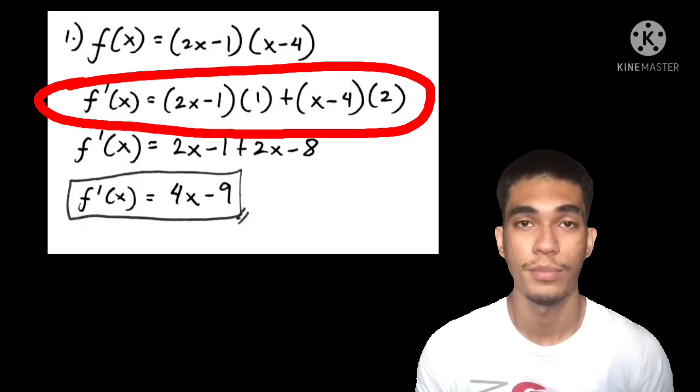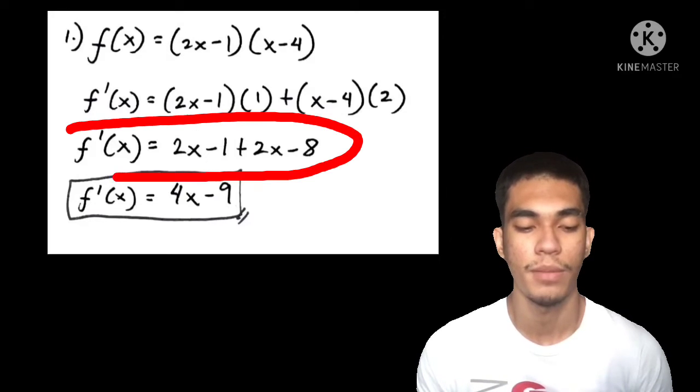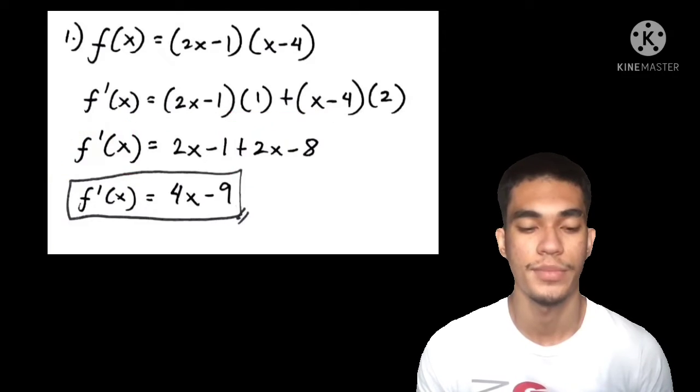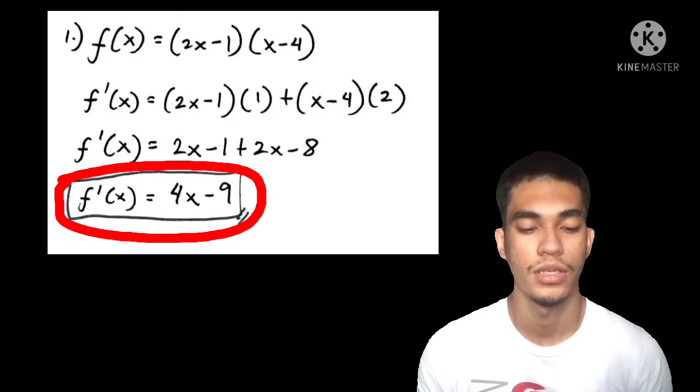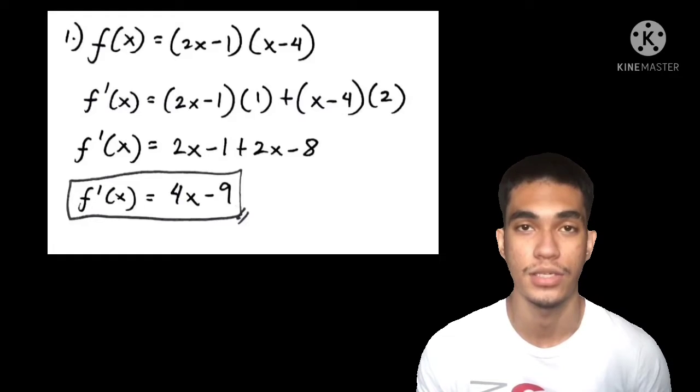So we have f prime of x is equal to, copy the first term, 2x minus 1 multiplied by the derivative of the second term, which is 1, plus, copy the last term, x minus 4 multiplied by the derivative of the first term, which is 2. And then we will just multiply this. Now we have f prime of x is equal to 2x minus 1 plus 2x minus 8. Then we will combine like terms. Now we have f prime of x is equal to 4x minus 9 as our final answer.